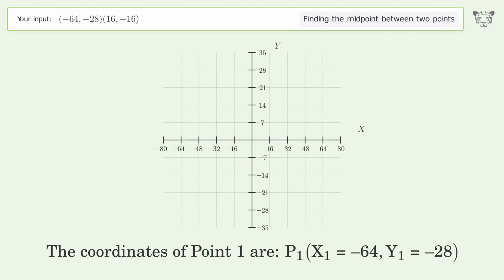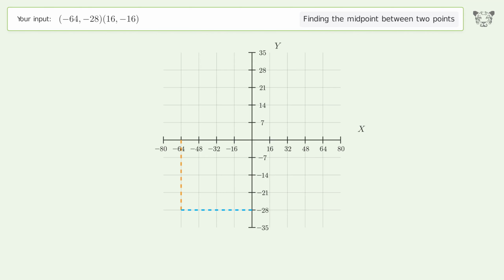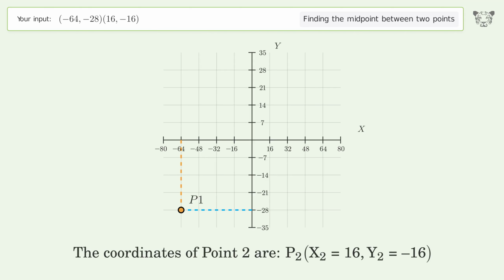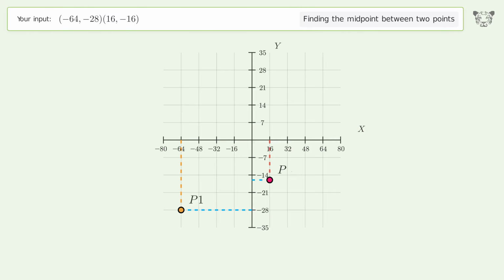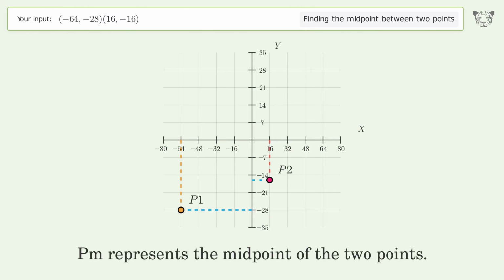The coordinates of point 1 are x1 equals -64, y1 equals -28. The coordinates of point 2 are x2 equals 16, y2 equals -16. PM represents the midpoint of the 2 points.